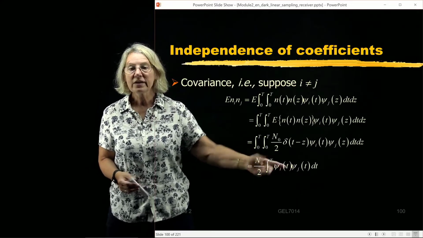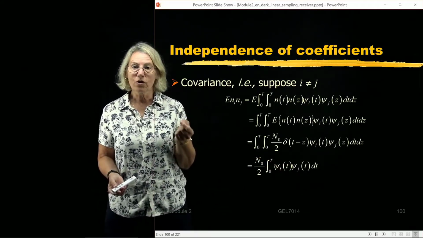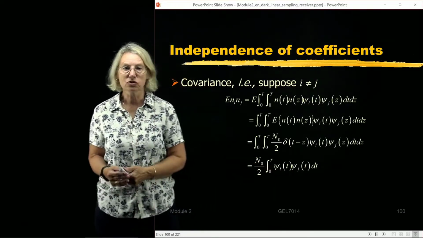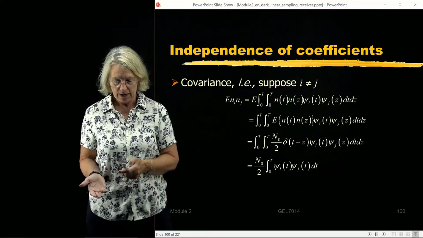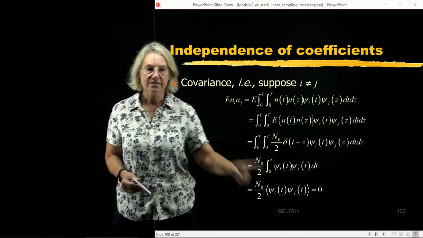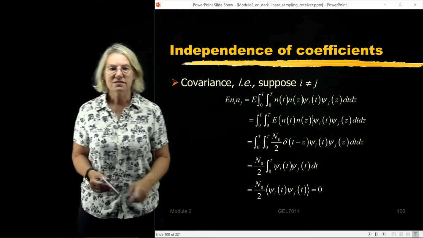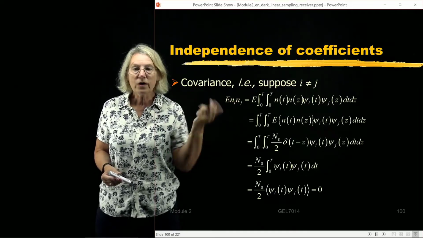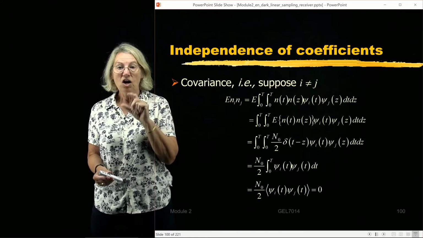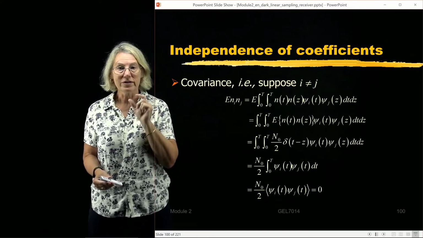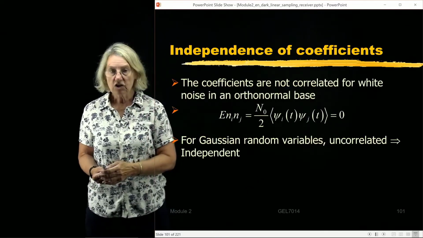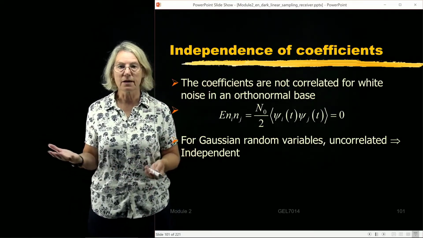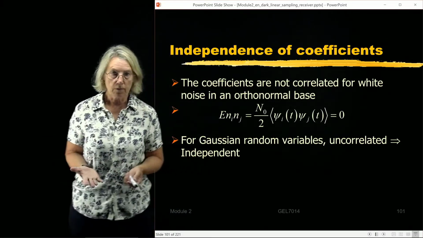Now, what is this integral? Well, this is an orthonormal basis. So the ortho part means that the i and the j are orthogonal to one another, which means that their inner product is 0. Therefore, the covariance is equal to 0. That means that all of these elements in this noise vector are uncorrelated because the covariance is always 0 here. So the conclusion is that these coefficients are not correlated, and that's based on the assumption of white Gaussian noise and the orthonormal basis.